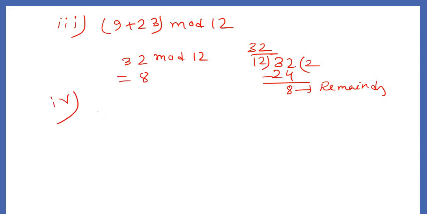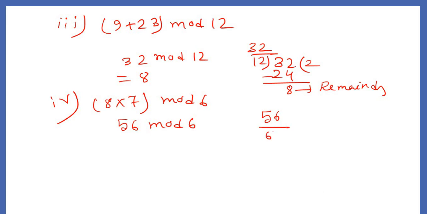Okay, next 8 into 7 mod 6. 8 into 7, that is 56. 56 mod 6. So we divide 56 by 6. Now 6 into 9 is 54, 6 into 10 is 60. And since 60 is greater than 56, to ignore the negative remainder, we take the quotient 9. Okay, so 56 minus 54 is 2. So here the answer is 2.